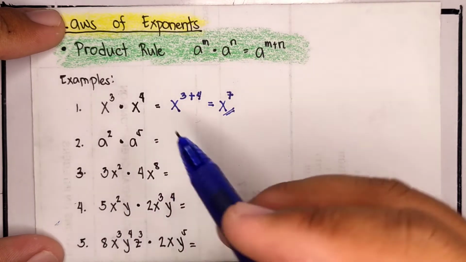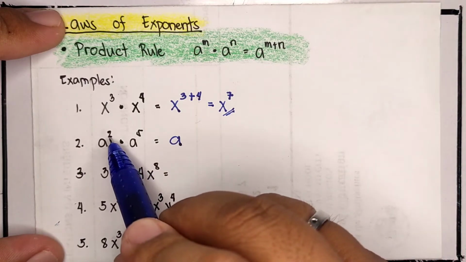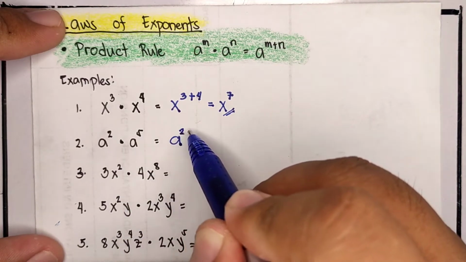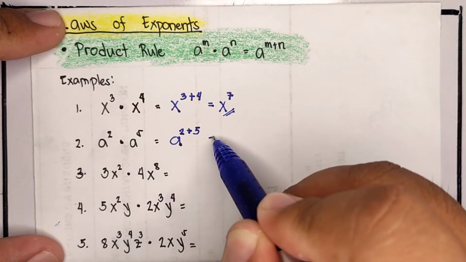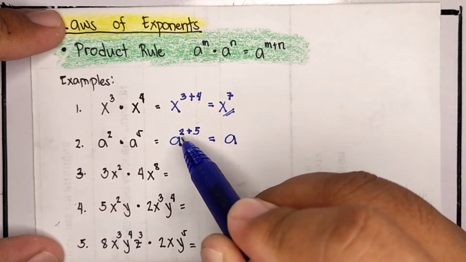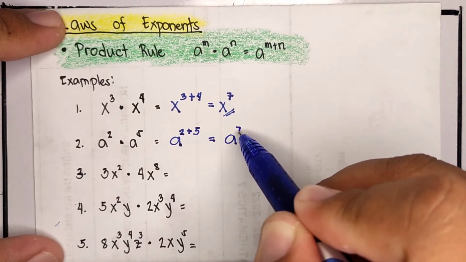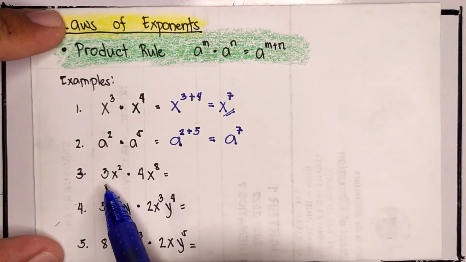They have the same base, which is a. So, copy natin a, then the first exponent is 2, plus the second exponent, which is 5. Then, we'll have here a, 2 plus 5 is 7. Okay. Next, this one, number 3 example.